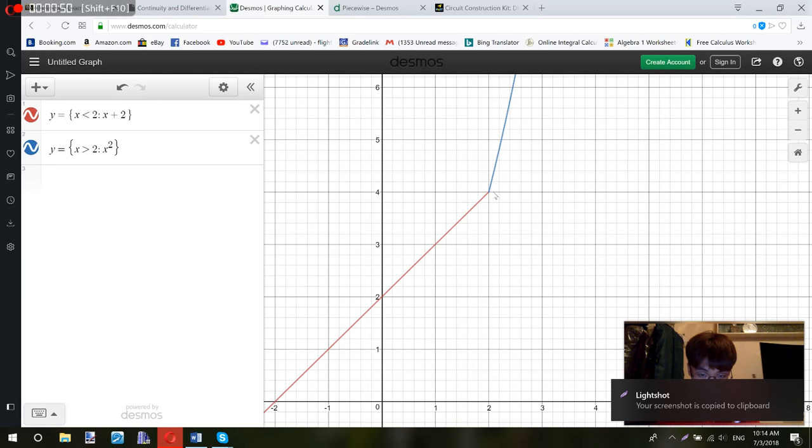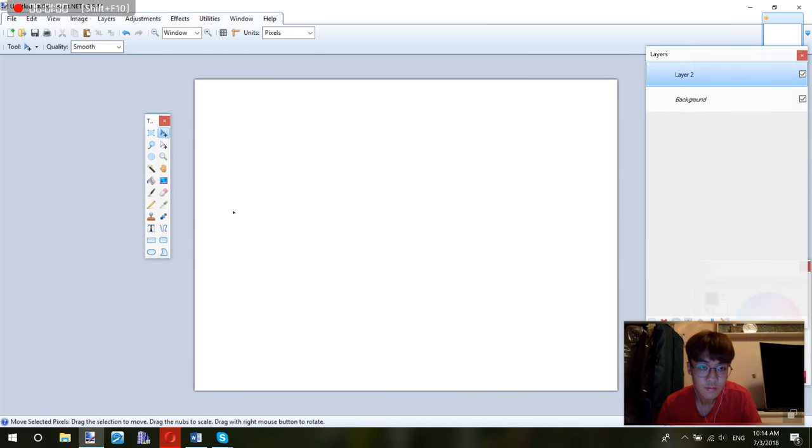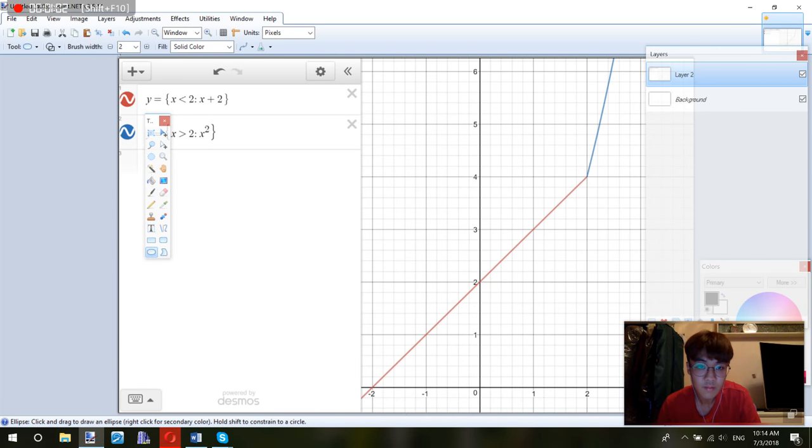This won't show up on a graphing calculator, but I am undefined at the point x equals 2, because that doesn't go into either of my equations. So I'm going to redraw this really quickly. Okay, we actually have an undefined point here. So at x equals 2, we're undefined, right?